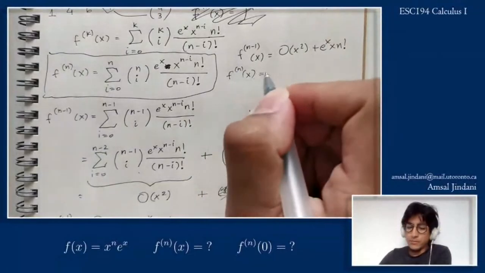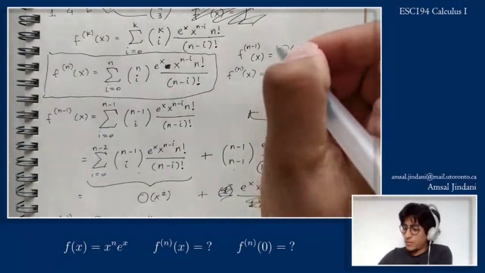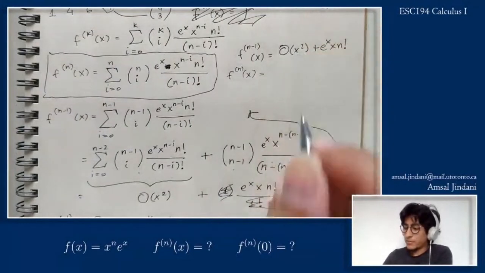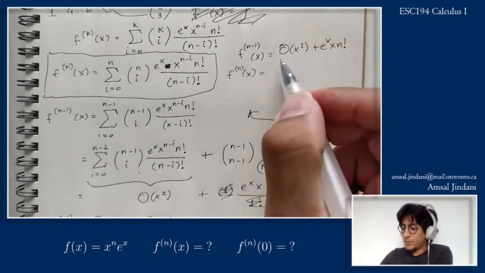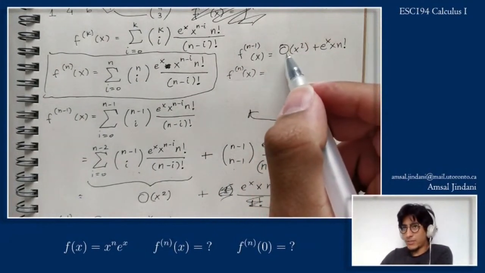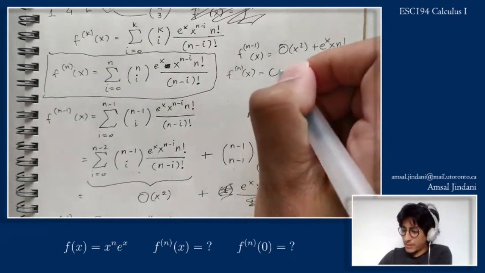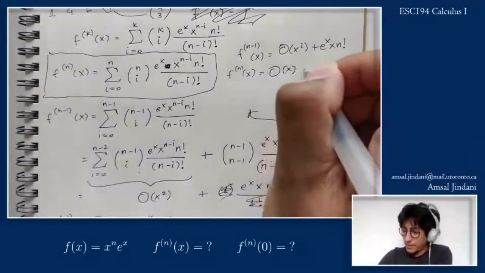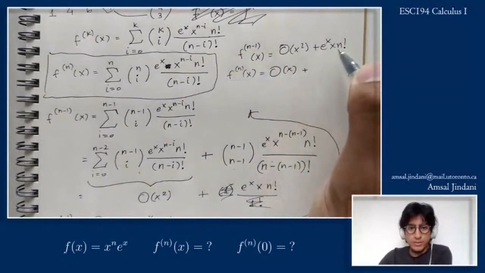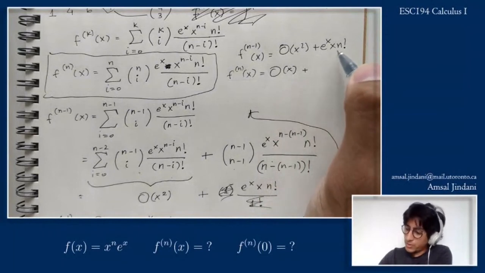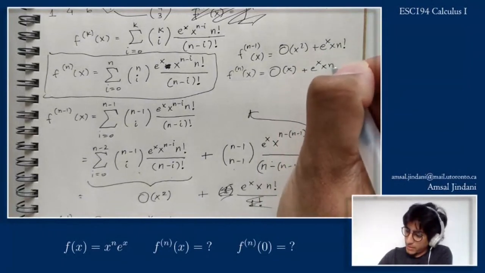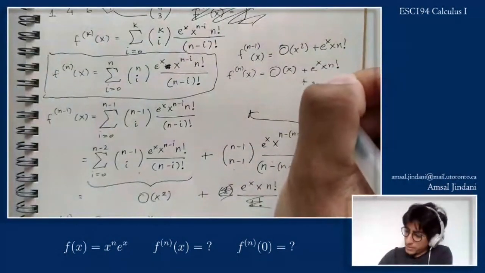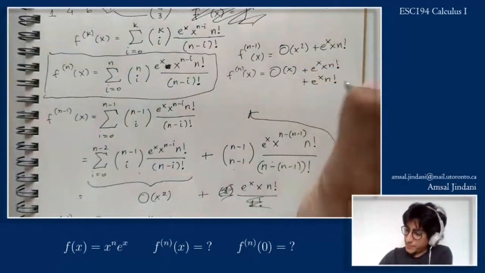So when I differentiate, is that a 0 or like big O notation or something? Yeah, that's like big O notation. Okay. So what happens when I take the derivative of something that's on the order of x squared? I get something that's at least on the order x, plus I can use product rule on this term. So when I use product rule on this term, what do I get? I get e to the x n factorial plus e to the x n factorial.